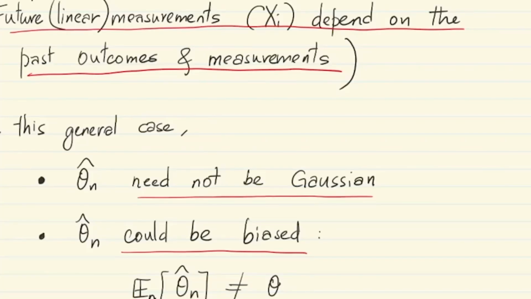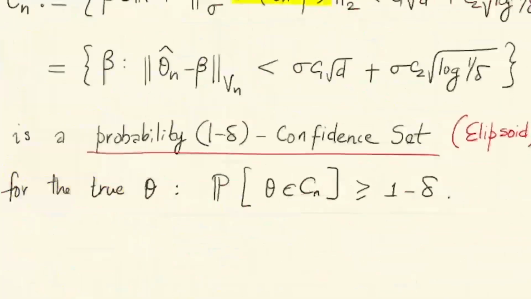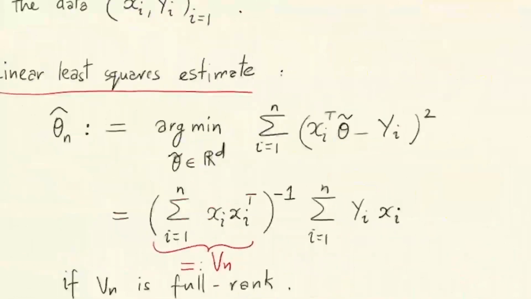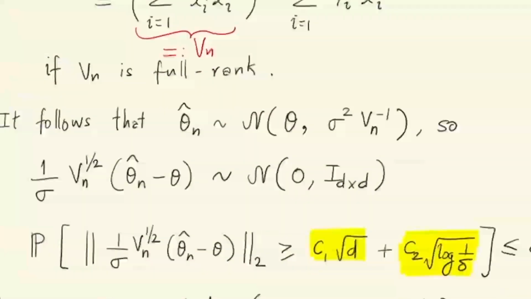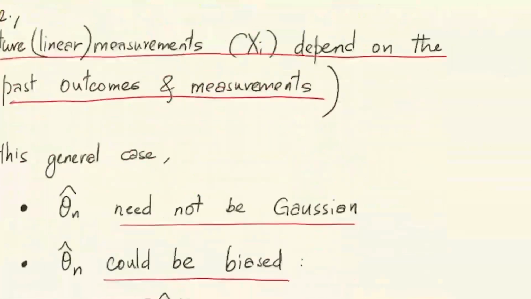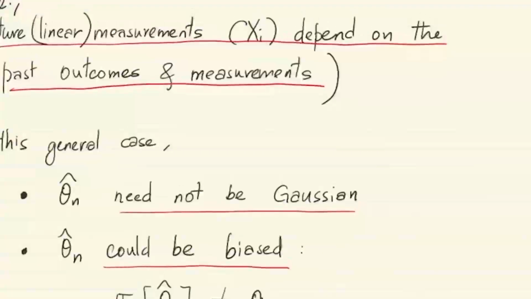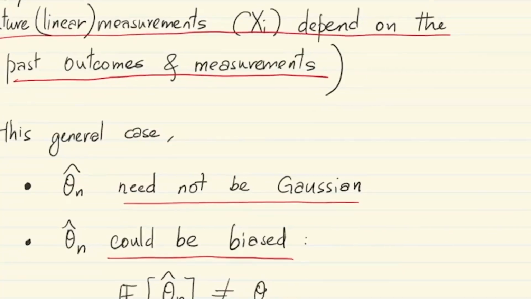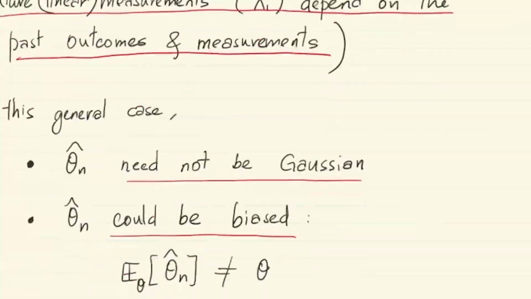Moreover, theta hat n in general can even be a biased estimate. In the fixed design setting, the expected value of theta hat n was theta, because theta hat n was a multivariate normal centered at theta. But in the adaptive design setting, there could be biases because of the data collection mechanism or the measurement mechanism that decides the next xt depending on the past, which could actually introduce a bias in theta hat n. So the expected value of theta hat n.